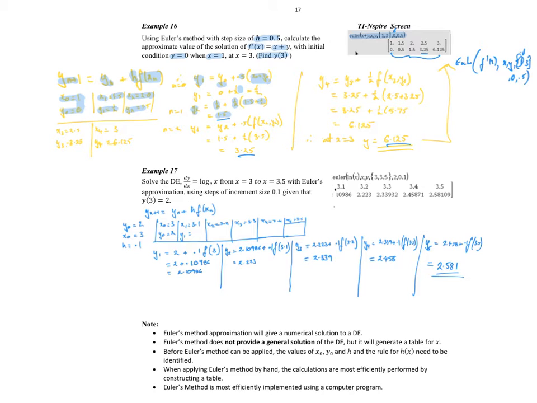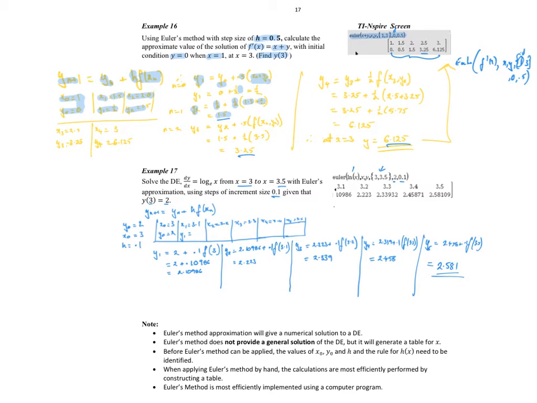Let's have a look at another one. Again, we have a derivative, dy/dx equals natural log of x. We're interested from x equal to 3 to 3.5 using a step size of 0.1, which is typically the step size we use. And we know that at x equal to 3, y is equal to 2. So I come straight to my Euler CAS instruction: dy/dx is natural log of x, comma x, comma y. I'm interested in the values from 3 to 3.5, and at x equal to 3, y is equal to 2, and I have a step size of 0.1. Close bracket, enter.